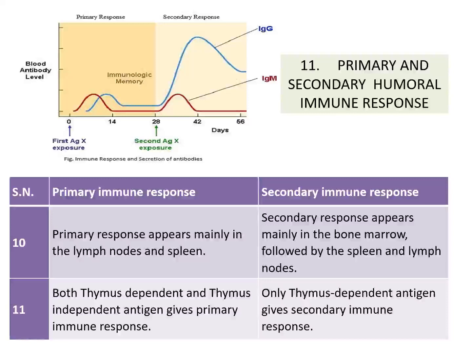So the primary immune response occurs mainly in the lymph nodes and the spleen, whereas the secondary response appears mainly in the bone marrow, followed by the spleen and the lymph node. Both thymus dependent and thymus independent antigens give the primary immune response, whereas this is a very important point, that only thymus dependent antigens give the secondary immune response. This is very important, right? Thymus independent antigen does not give a secondary immune response.